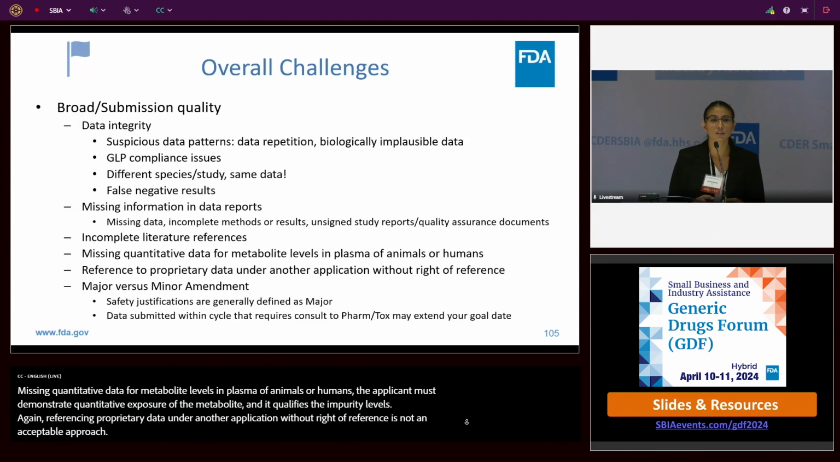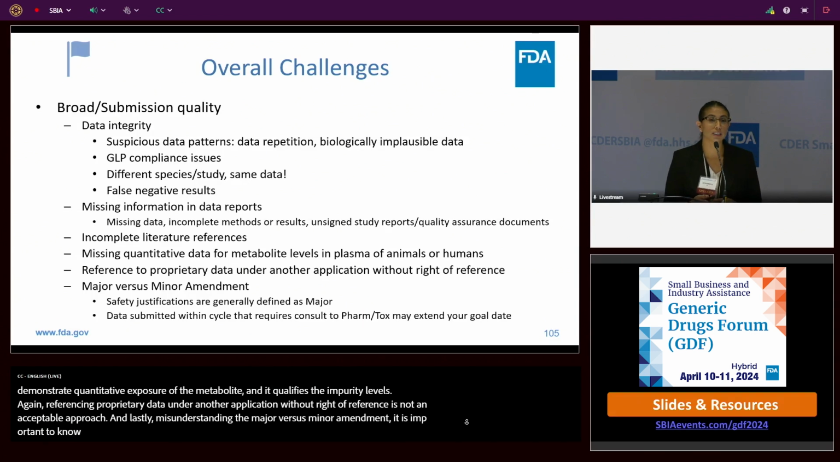And lastly, misunderstanding the major versus minor amendment. It's important to know that safety justifications are generally defined as major, and data submitted within the cycle that requires a PharmTox consult may extend your goal date.